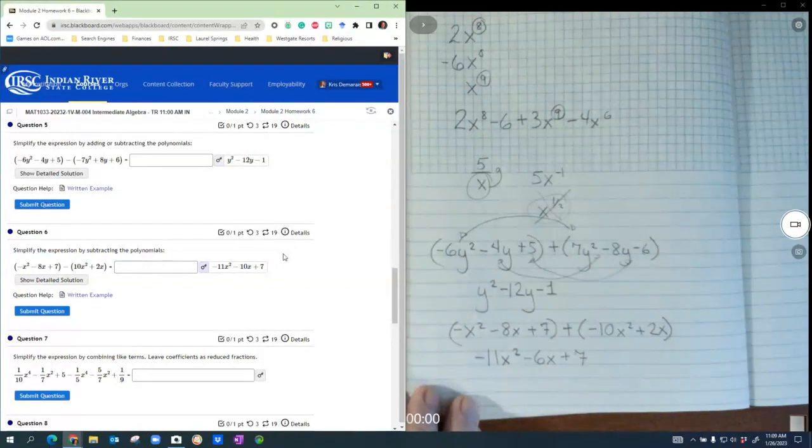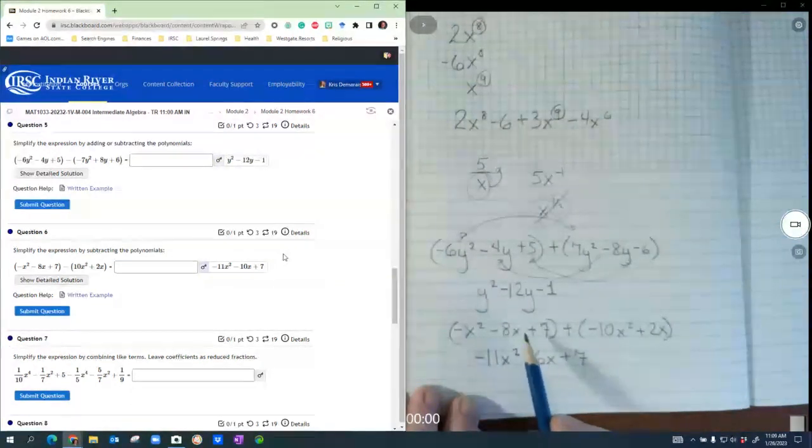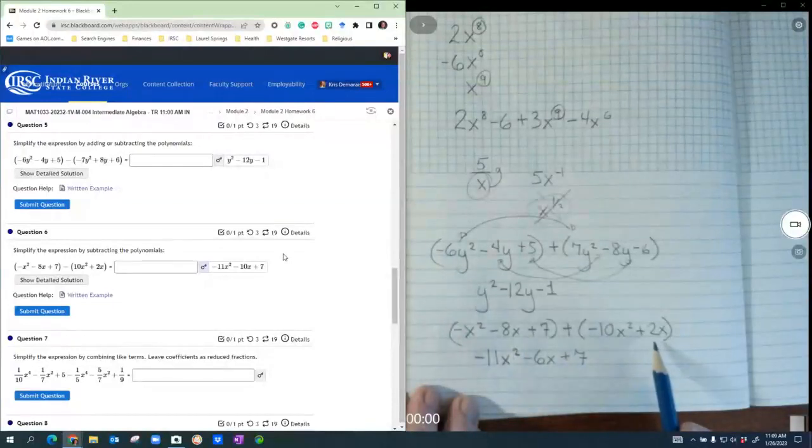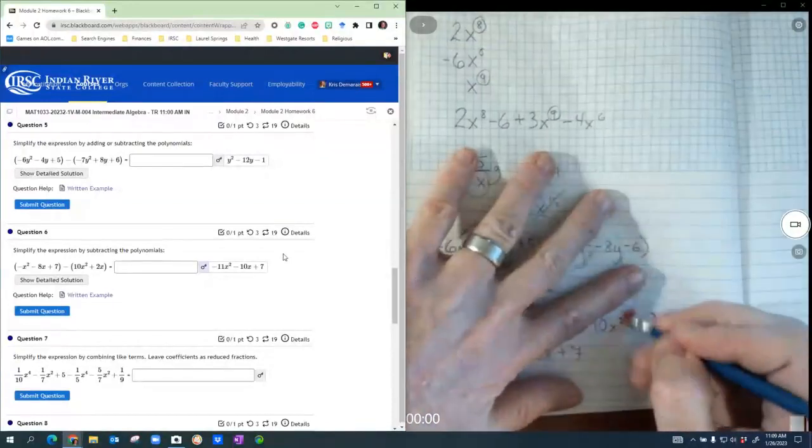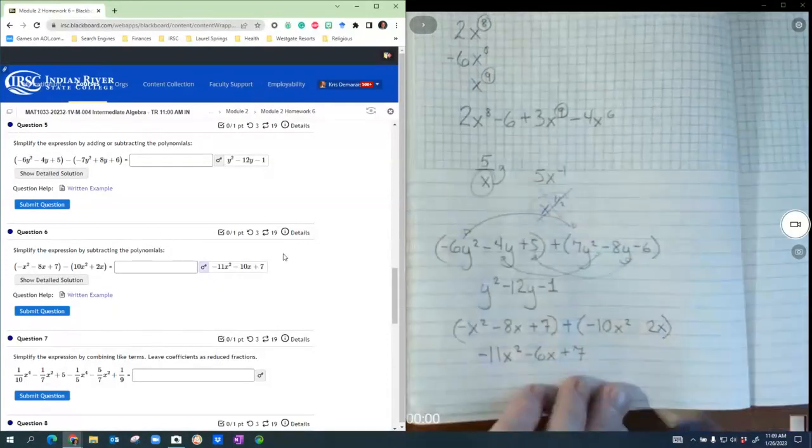So what did I do here? I made a transcription error. Geez, I made a transcription error. I was writing it too quick. I love checking my answer for that.